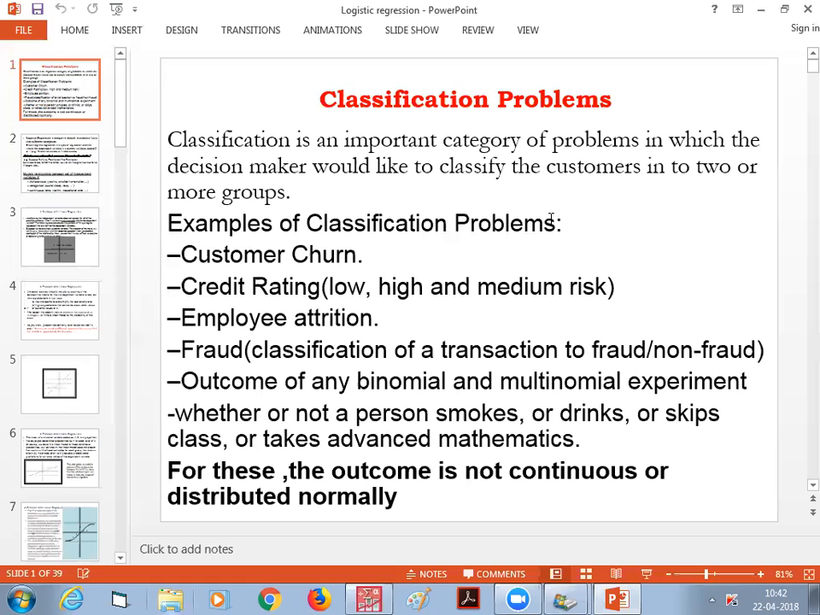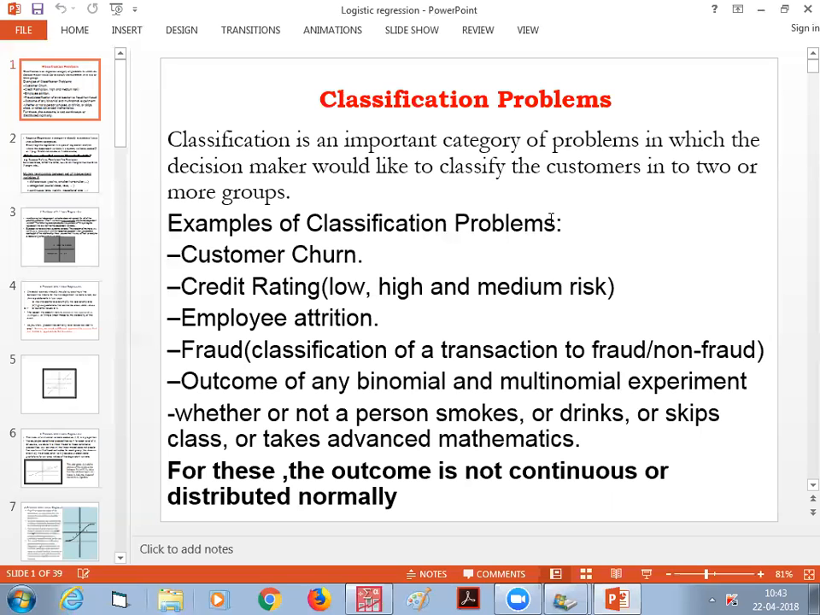The outcome of a binomial and multinomial experiment. That means we can classify people based on whether they smoke or not, drink or not, skip class or not. So you can classify whether he is a good student or a bad student. What are the parameters we can take? Whether a student is a smoker or non-smoker, drinks or not, skips class or not, takes advanced mathematics, and so on. I can define these as independent variables.